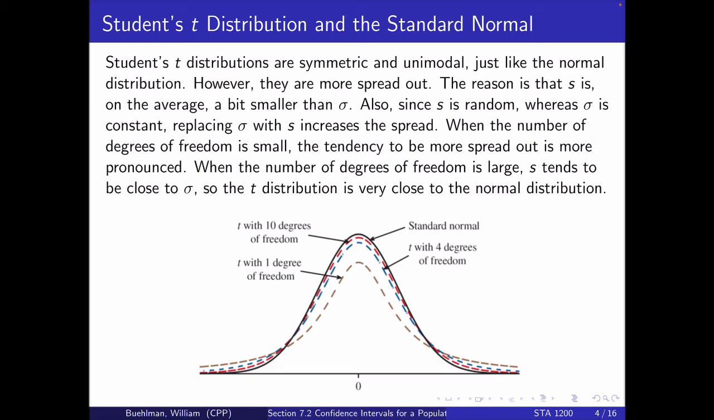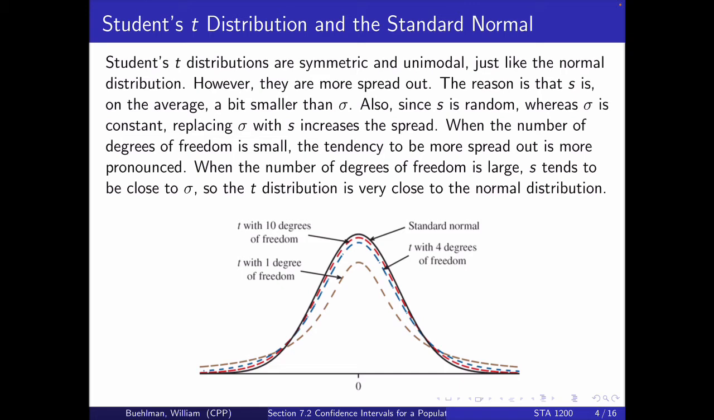When the number of degrees of freedom is small, the tendency to be more spread out is more pronounced. When the number of degrees of freedom is large, the sample standard deviation s tends to be closer to the population standard deviation sigma. So the t-distribution is very close to the normal distribution.